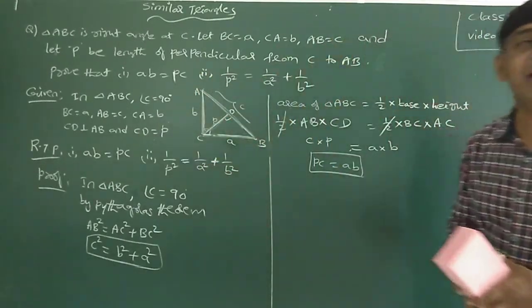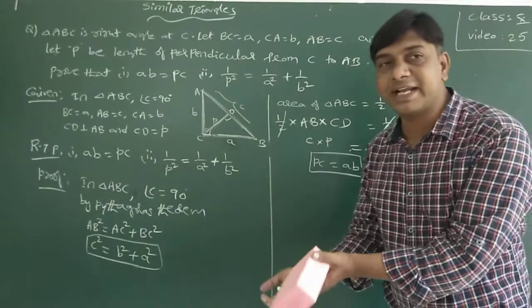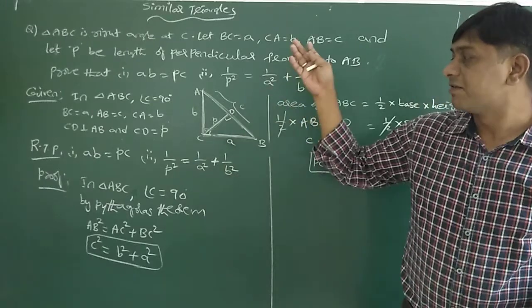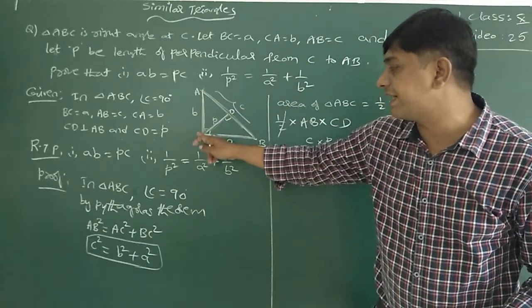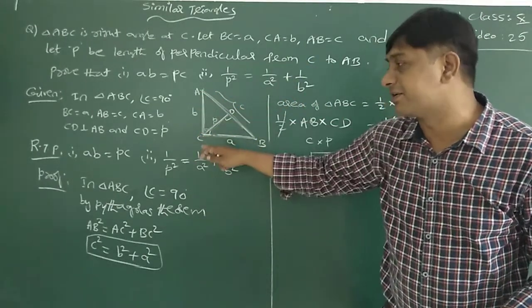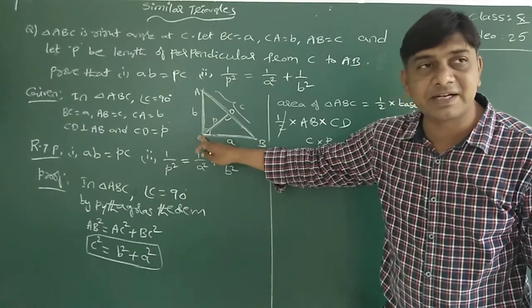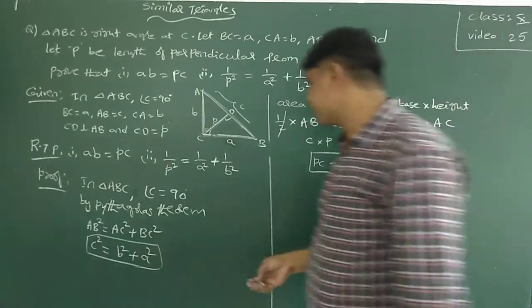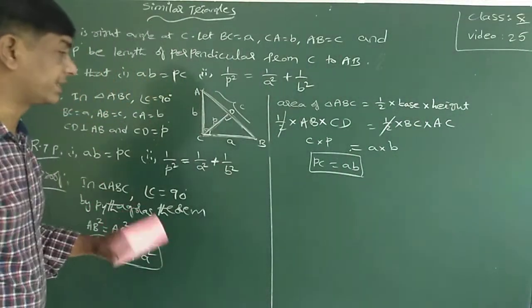You will get the same. Why? Because I am writing the area of the same triangle, but with different dimensions, different bases. From this vertex, if I take the altitude, this is the base and this is the altitude. From this vertex, if I take the altitude, then this is the base and this is the height. pc is equal to ab. First condition I proved it.